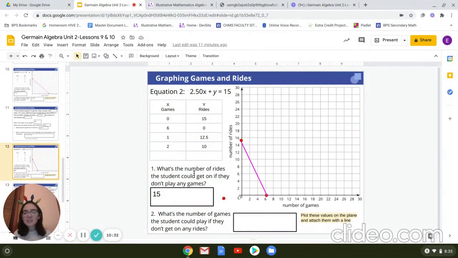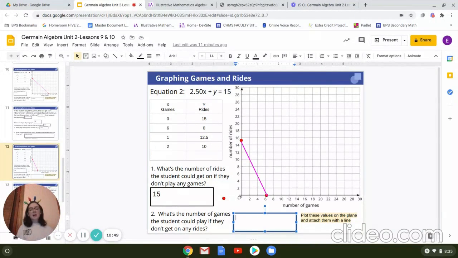I did a few more points that would fall on this equation line just so that I could work with it later. So I found that when the number of rides, what's the number of rides? When the games is 0, it was 15 rides. What is the number of games when the rides is 0? We said for that one, it would be 6 games. Okay, and 15 rides.